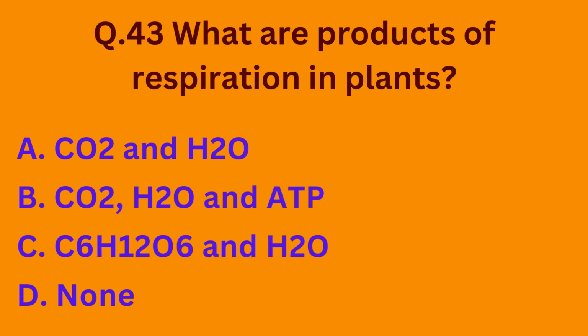Coming to next question. What are the products of respiration in plants? Option A, carbon dioxide and water. Option B, carbon dioxide, water and ATP. Option C, glucose and water. Option D, none. So the correct option is option B.